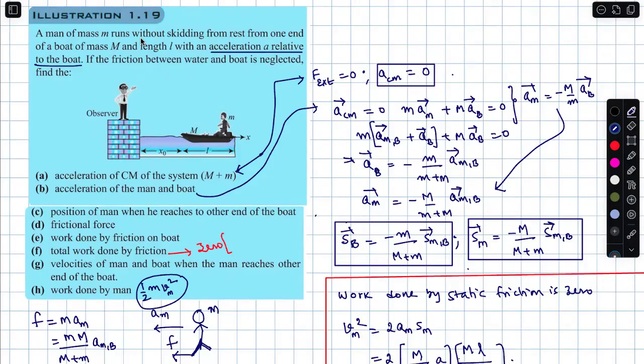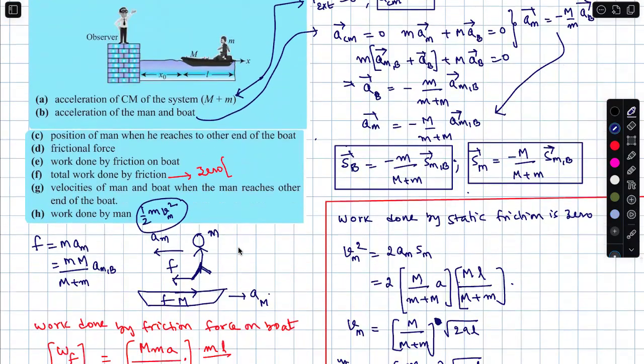Now, a man of mass m runs without skidding from rest from one end of a boat of mass M and length L with an acceleration a relative to the boat. That is a very important data. See, if I am running on the boat, try to please understand, I'm moving forward. What supplies, who is responsible for my forward, leftward acceleration? Can you please tell me?